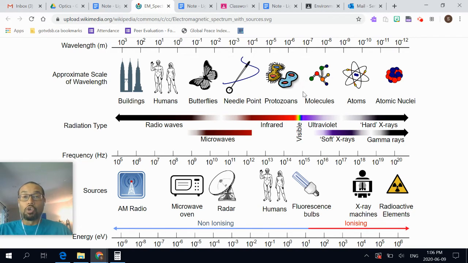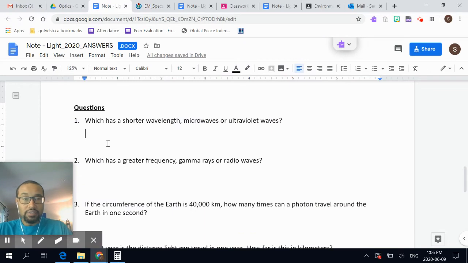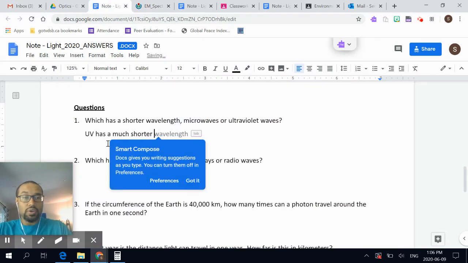So that's 0.000001 meters in terms of the wavelength, whereas the microwaves are about 0.1. So this is a much bigger number here compared to that over there. So UV has the much shorter wavelength. So let's type that in. UV has a much shorter wavelength.